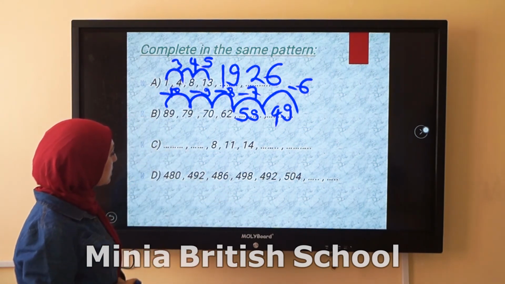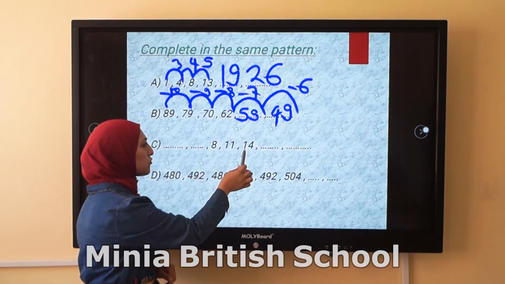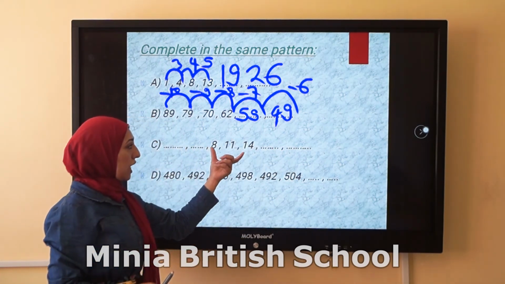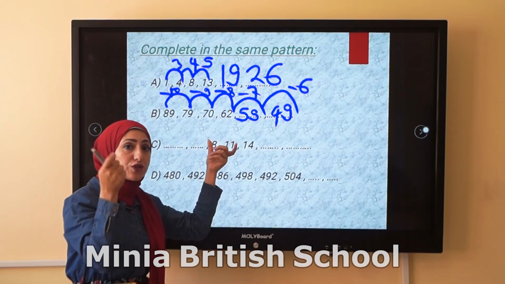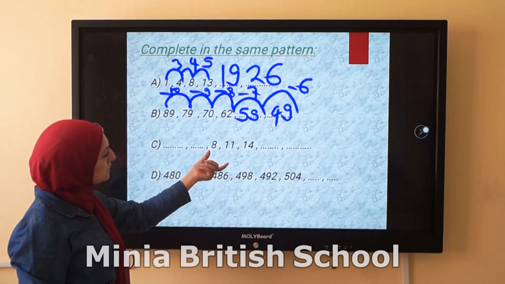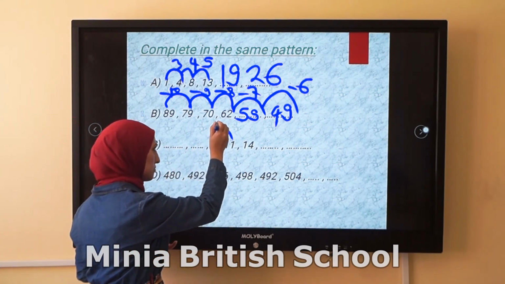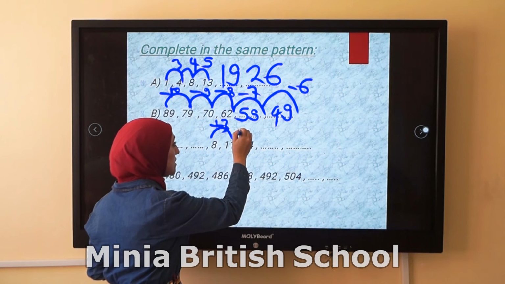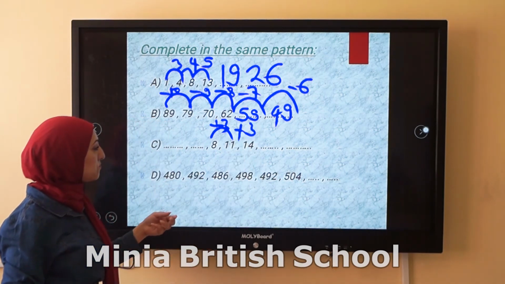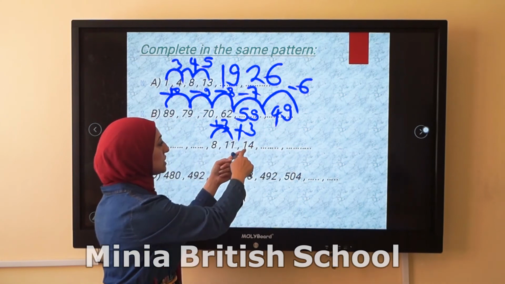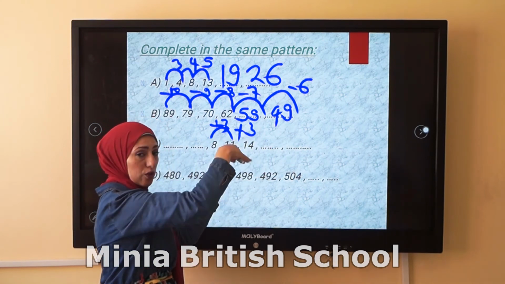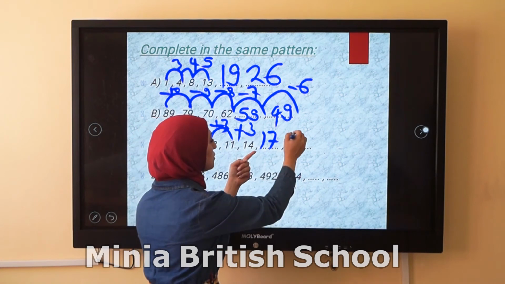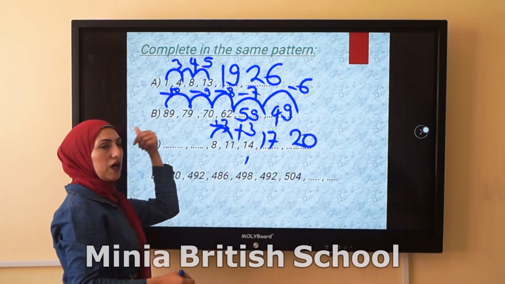Okay, but what about the next one? 8, 11, 14. I want the previous numbers and the next numbers. I look for the numbers, and I have to know the rule first. 8 becomes 11 by adding 3. Then 11 becomes 14, again adding 3. So I continue adding 3. 14 plus 3 equals 17. 17 plus 3 equals 20.